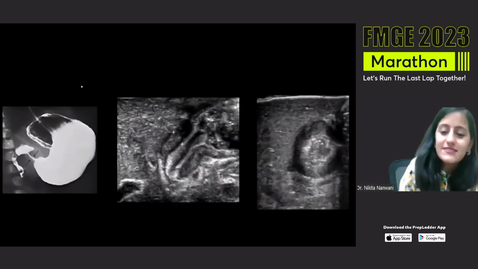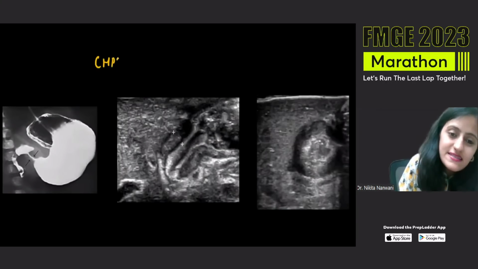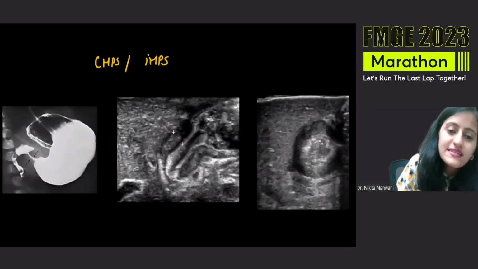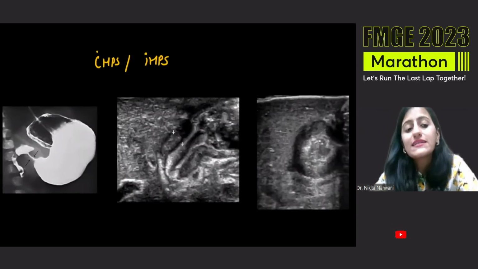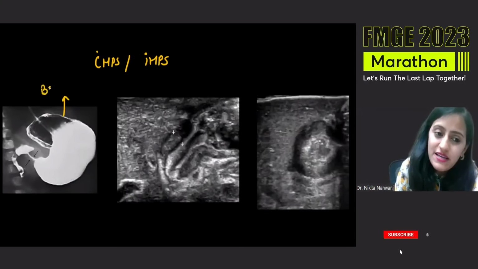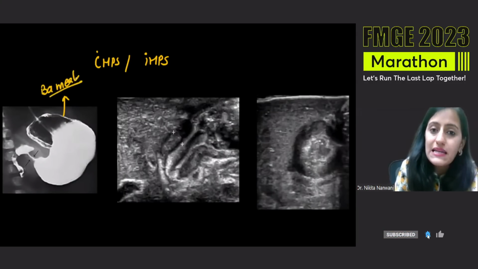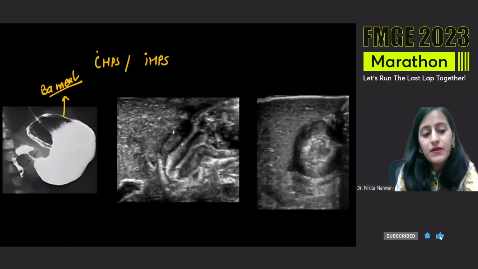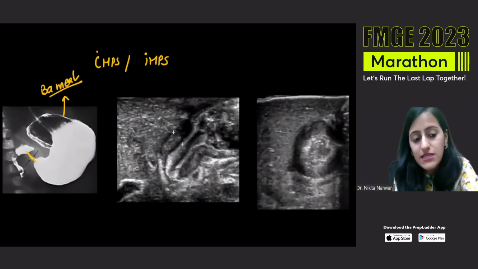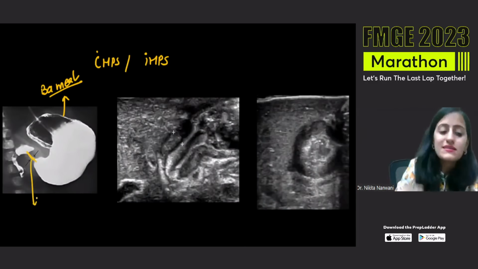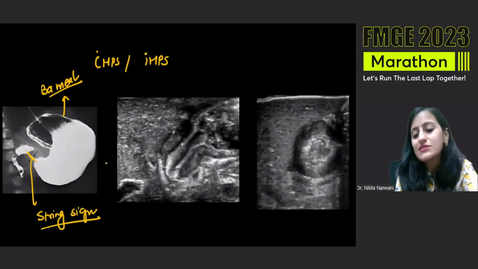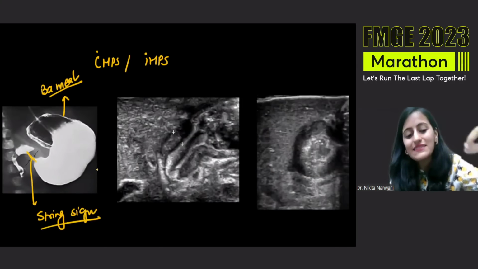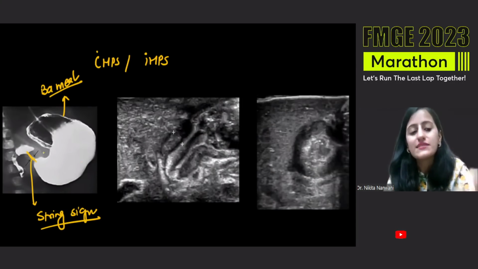Correct. This is CHPS, now also called IHPS, the idiopathic or congenital hypertrophic pyloric stenosis. What is this investigation? This is a barium meal containing the barium in the stomach. What are we seeing? The narrowing of the distal part of the stomach, that is the pylorus. Anywhere in radiology where there is narrowing, it is called the string sign. That's the string sign that tells you it is narrowed, pyloric stenosis.